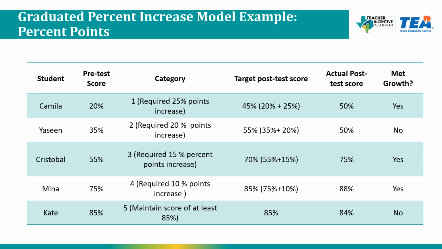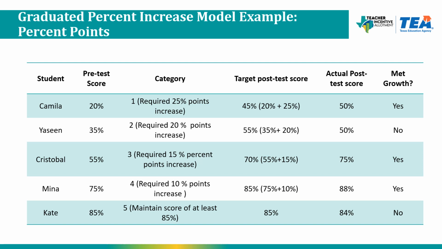Looking at Cristobal in category 3, he would be required to show at least 15 percentage points between the pretest and post-test. Since he scored a 55% on his pretest, his growth target would now be 70% on the post-test. We can see that since he scored a 75 on the post-test, he would have met his expected growth.